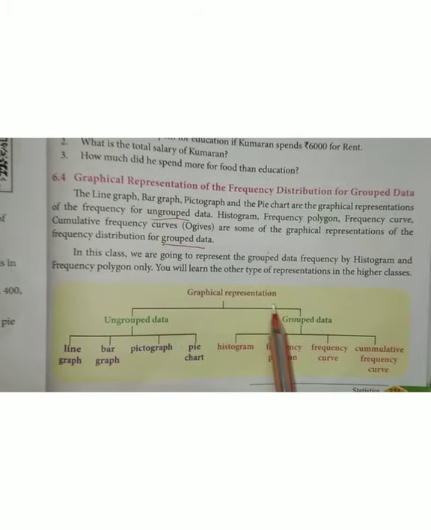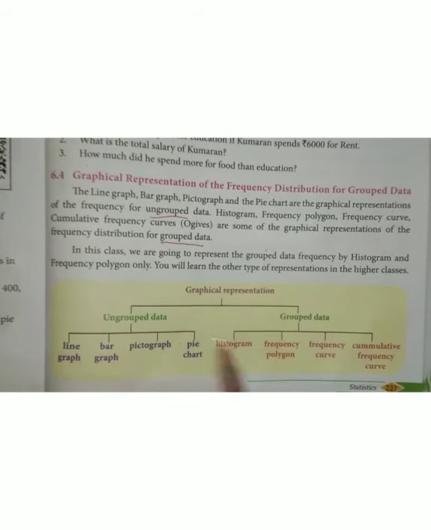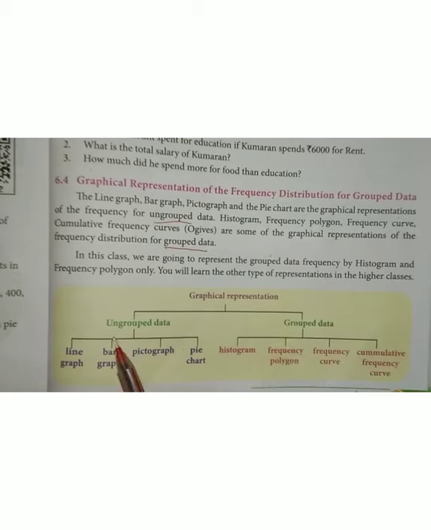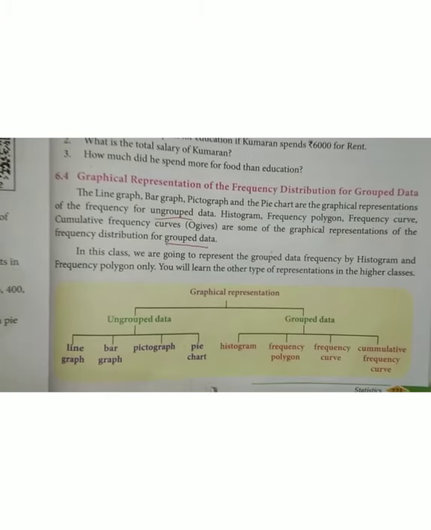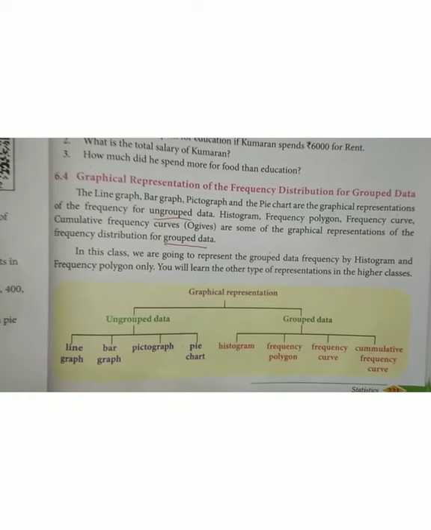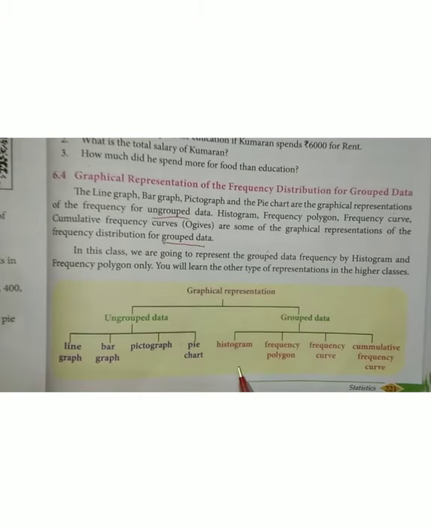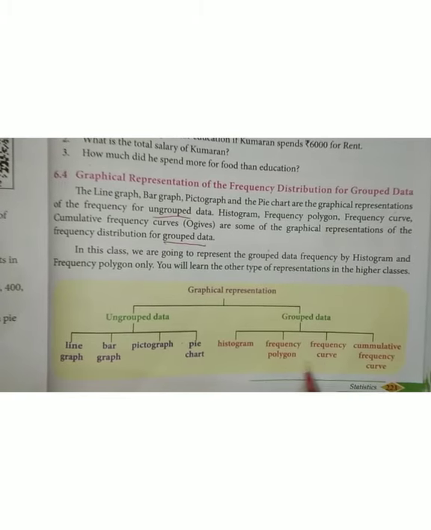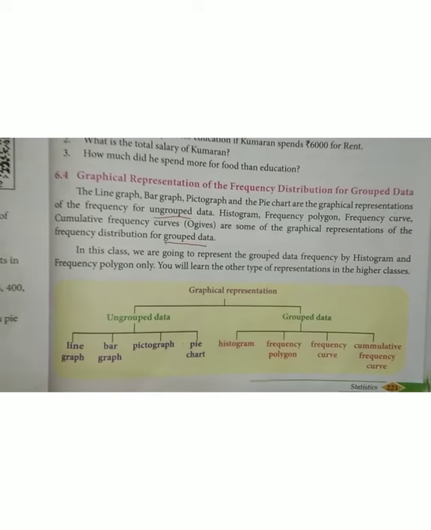So graphical representations we have split into two, that is ungrouped data and grouped data. Ungrouped data: line graph, bar graph, pictograph and pie chart. Everything we already learnt in lower classes and previous exercises. For grouped data: histogram, frequency polygon, frequency curve and cumulative frequency curve.